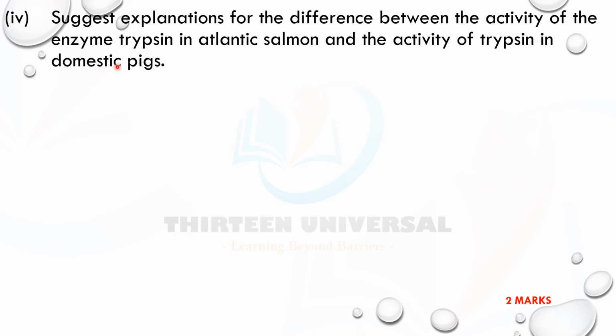Remember, pause the video to try, 2 marks. Remember that fish can survive at a low temperature, even as low as minus 0.5 degrees Celsius. The temperature of the reaction was 20 degrees Celsius. The fish could survive at 0.5 degrees Celsius, right? So what do you think happened? That is for the fish. But for the pig, it must maintain 38 degrees Celsius.